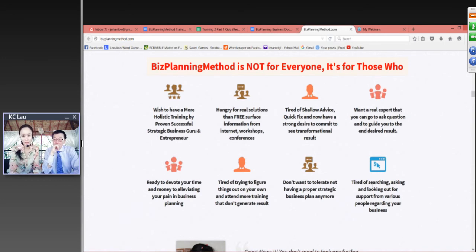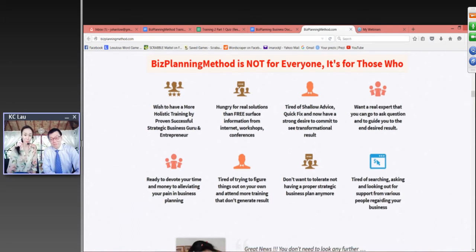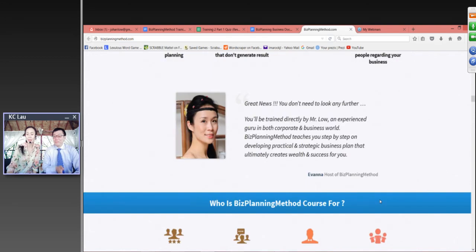And for those who are really tired of searching, you just want a very reliable source to guide you in your strategic thinking process. So great news, you don't have to look any further. You'll be trained directly by Mr. Loh. He's the experienced guru in both the corporate and business world. And Biz Planning Method teaches you step by step on developing a practical and strategic business plan that ultimately creates wealth and success for you, okay? I'm Ivana, I'm the host of Business Planning Method.